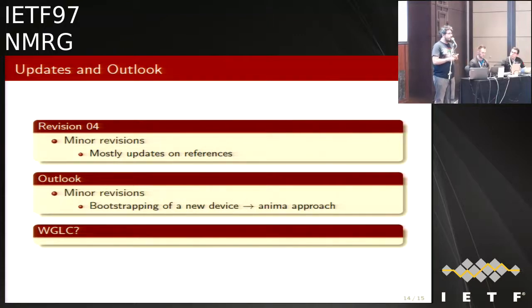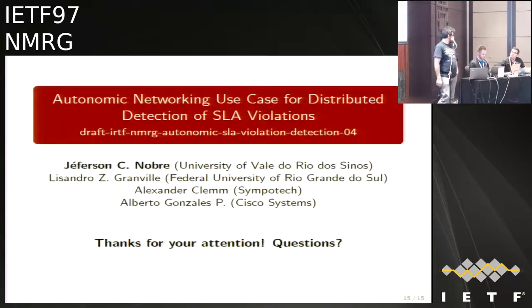Considering the outlook for the draft, we just see minor revisions, so the draft is pretty much stable at this point, considering all the comments we had before. And we also want to add, as a new approach to bootstrapping a device, the approach which is being described in the Anima working group. So we think that we are at the right timing for the working group last call, and we are asking that of the chairs. And that is it. Thank you. Questions?